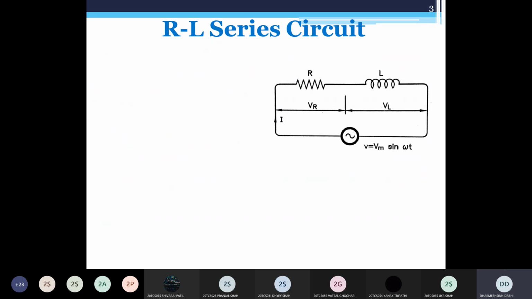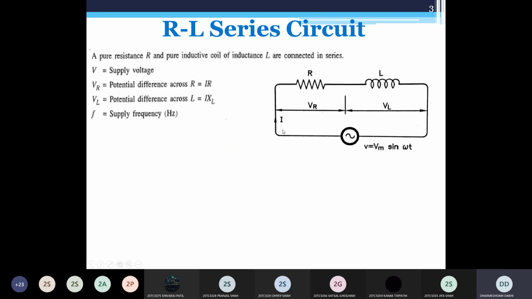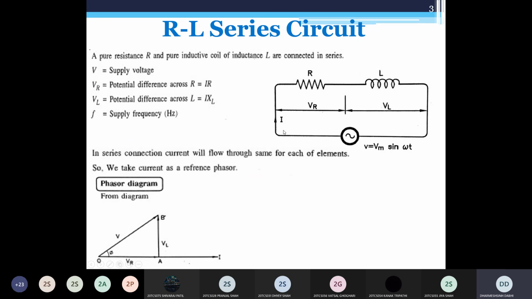Let's summarize the last lecture. Last lecture we studied the RL series circuit. We supplied the AC supply, and we saw the vector diagram for this. The current lags behind the voltage by angle phi, and this angle phi is between 0 to 90 degrees when the series circuit is an RL circuit. This phi angle is the power factor angle, which indicates by how much angle your current lags behind the voltage. This is the phasor diagram of the series RL circuit.